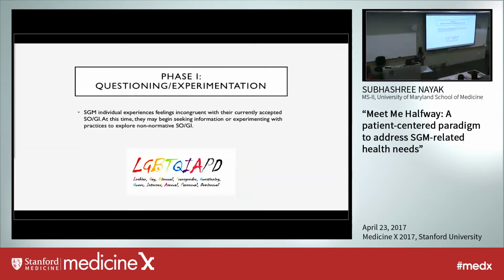Okay, phase 1, questioning and experimentation. A sexual and gender minority individual experiences feelings incongruent with their currently accepted SOGI. At this time, they may be seeking information or experimenting with practices to explore non-normative SOGI. I put this picture up because this is the point where a lot of people start looking for labels, and they identify with one of these letters, or they might switch around with the letters, or identify with multiple letters.